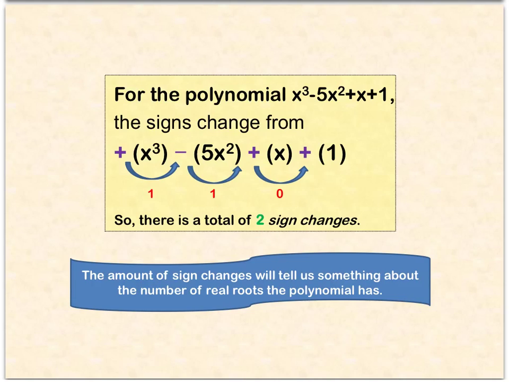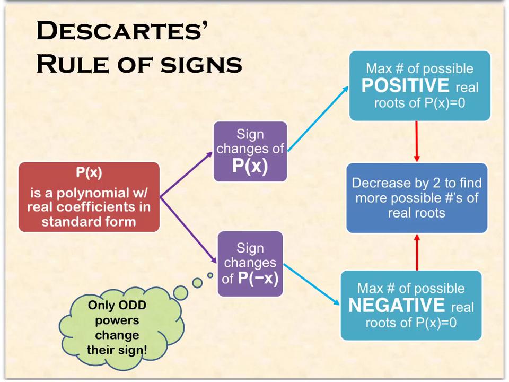Now we're going to be looking at what the sign changes mean in a polynomial in regards to the roots of the equation. Descartes' rule of signs says that anytime I'm given a polynomial p of x that has real coefficients and it's in standard form, if I count the sign changes of p of x, that will give me the maximum number of possible positive real roots. If I count the sign changes of p of negative x, which just means I plug in a negative x everywhere I see an x, that will give me the maximum number of possible negative real roots.